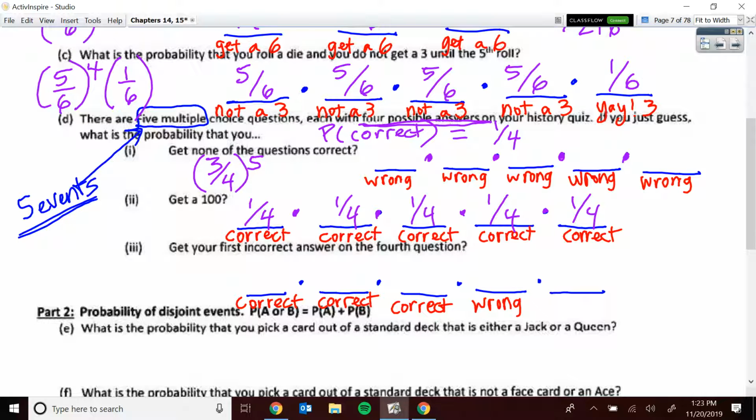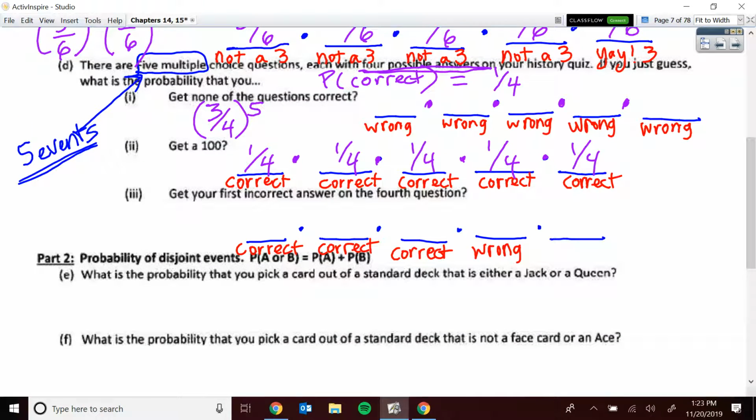All right. Now this last one's interesting. You get the first incorrect answer on the 4th question. So let's discuss what this tells me. The first question is then what? Correct. So that's 1/4. And the second question is correct. And the third one is correct. And the fourth one is incorrect. What's happening on the 5th one? They did not specify. So you can completely leave that off, or you can think of it like this: who cares? They didn't tell us. So it could be right or wrong. What's the probability of the question being right or wrong?